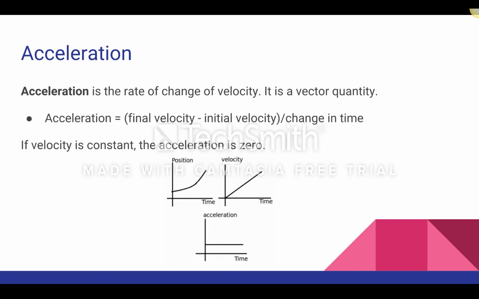Acceleration measures the rate of change of velocity. Since it deals with direction and can be positive or negative, it is a vector quantity. It is measured in meters per second squared. Acceleration is found by dividing the change in velocity by the change in time. If the velocity is constant, the acceleration is zero, as we will be discussing in the next slide.